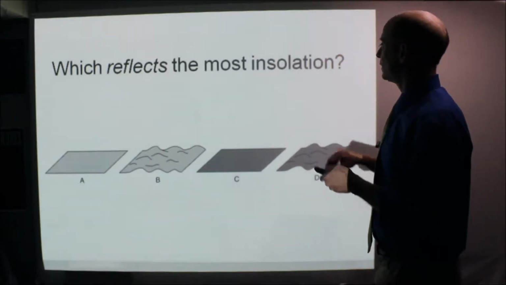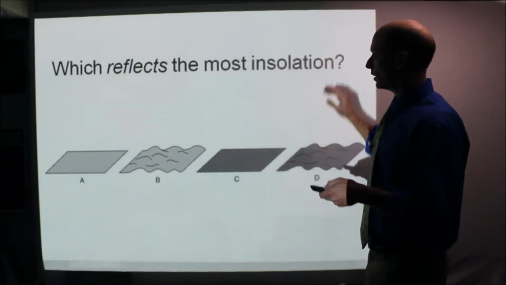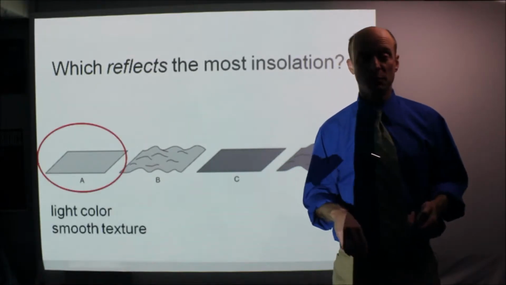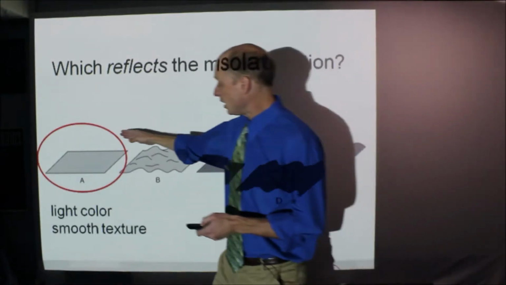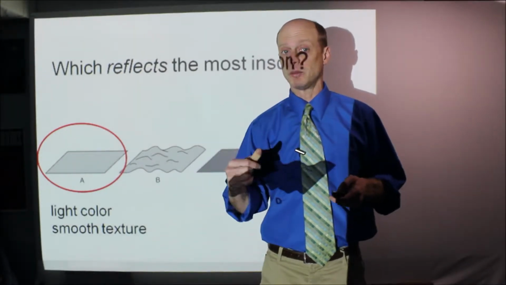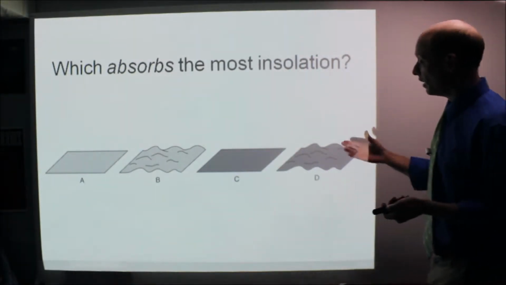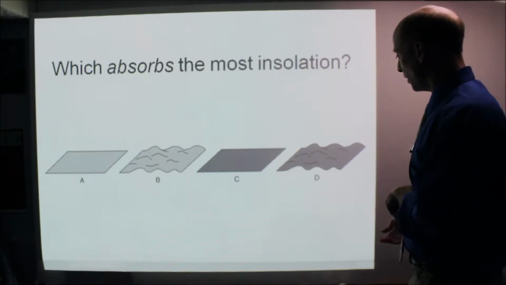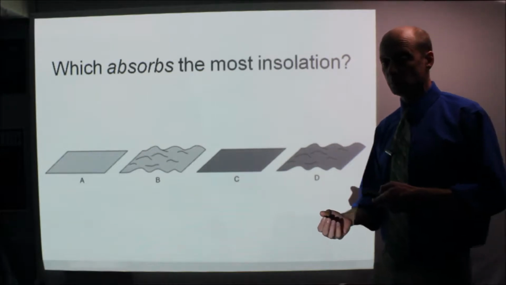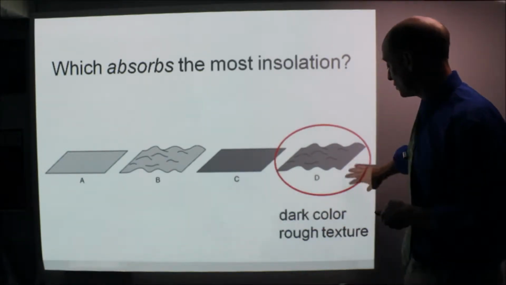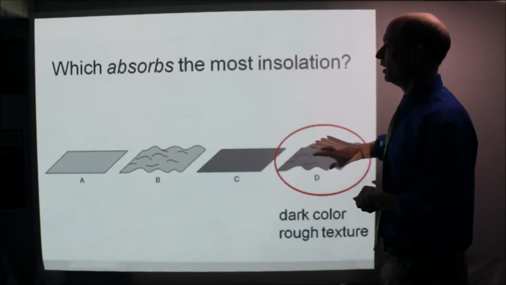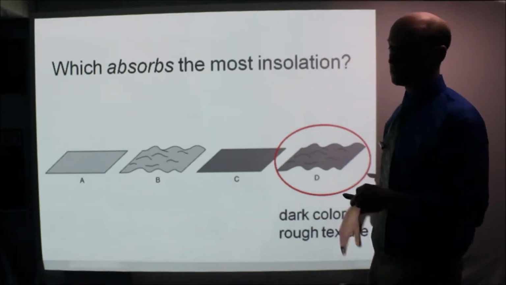So here's just a quick thing on that. Which will reflect the most insolation? Okay, so there's two things that matter here, color and texture. The answer here is going to be A, because it's light color and smooth texture. Smooth surfaces reflect more and absorb less. So the next question is, of these same materials, which will absorb the most insolation? And you probably know that dark colors are going to absorb more sunlight, but it's also the rough texture. Dark color, rough texture are necessary for absorbing more radiation, in this case insolation, meaning sunlight.